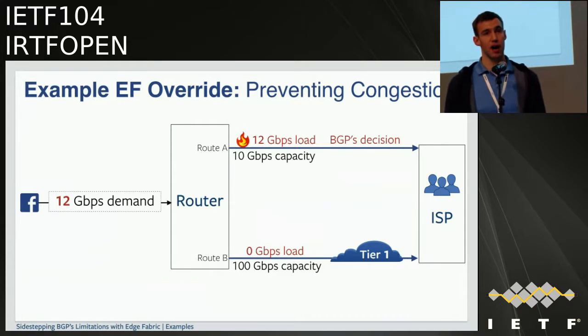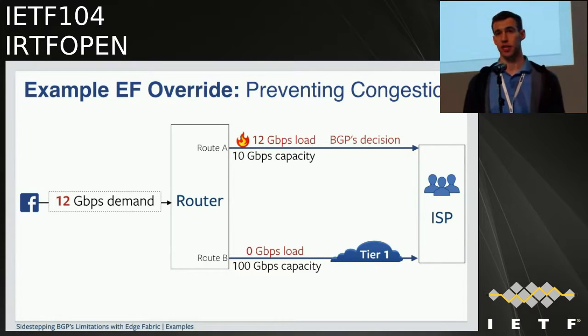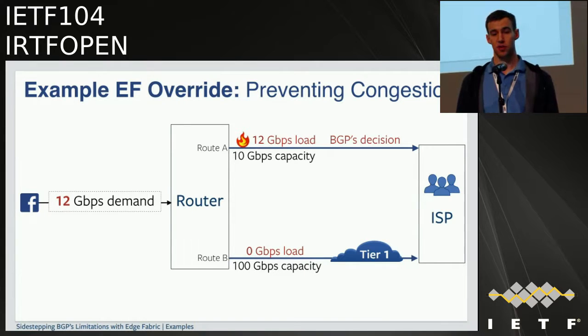So let's take a look at how all of this comes together to prevent congestion in our network. We're going back to that example I showed earlier, where we have Facebook on the left trying to deliver 12 gigabits per second of traffic to this ISP on the right. And BGP, by default, is going to put all of that traffic onto that upper link because we always prefer those short direct paths from peers. And as a result, that link's going to become overloaded.